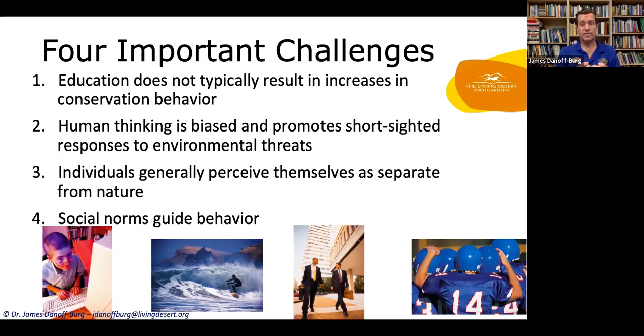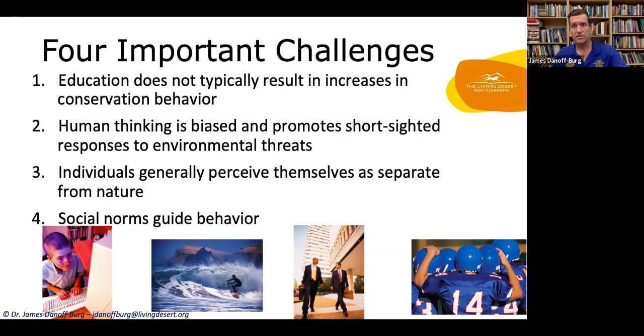We are a social species, like these fellows on the slide with the football helmets on. This is American football, of course. And we want to work together as a social species to do similar things. So what is the normative behavior? What is the normal behavior for a community? That's probably what most people are going to do. So social norms guide behavior.